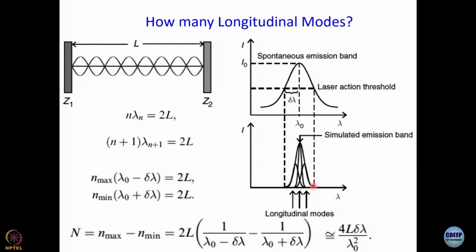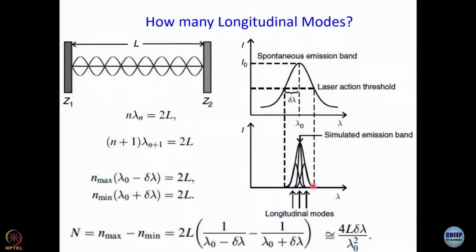4L delta lambda by lambda 0 square. Delta lambda is 100 nanometer. So, what is your answer, Vikas? 25 into 10 raised to 5. Do we get that answer? How much? 2.5 into 10 to the power 6.